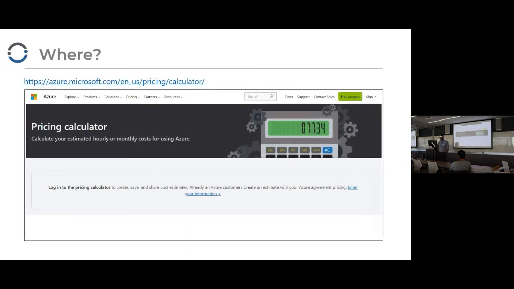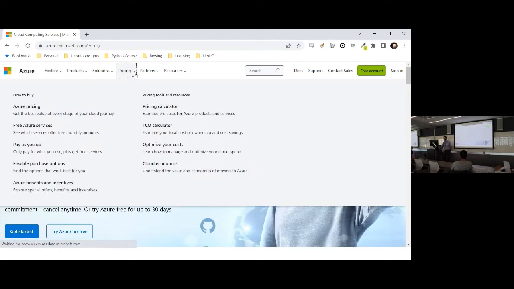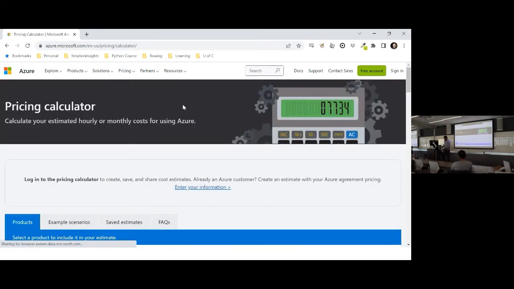So where are we going to find this? This is just on azure.microsoft.com, slash pricing calculator. If you just go to azure.microsoft.com, you'll find it across the top under that pricing banner. In fact, let me just go over there right now. If I'm on the home page up here, just go to pricing, and there's a number of different tools in this section over here. I'm just going to the pricing calculator. Easy place to find it.